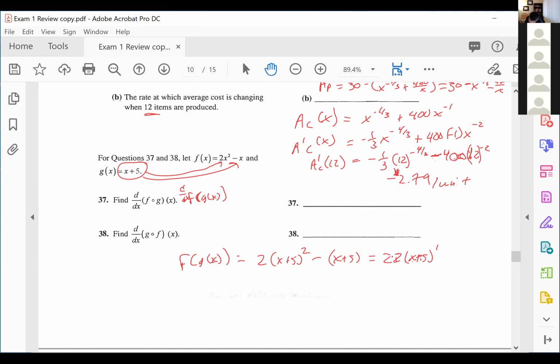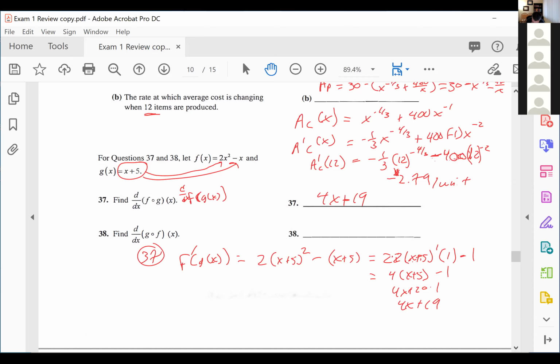So this is 4 times x plus 5. All those ones cancel out, minus 1. And so we're left with 4x plus 20 minus 1, which is 4x minus 19. That's f prime of g of x. Oh, sorry, it's plus 19. Plus 19, thank you. Okay, so that was 37.